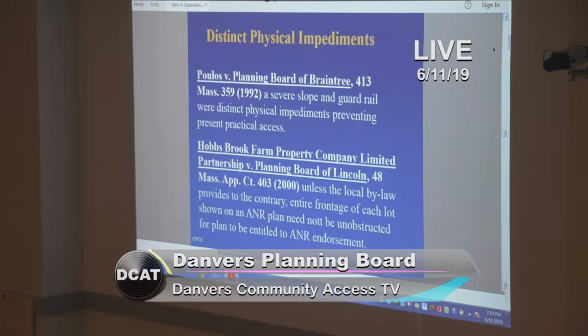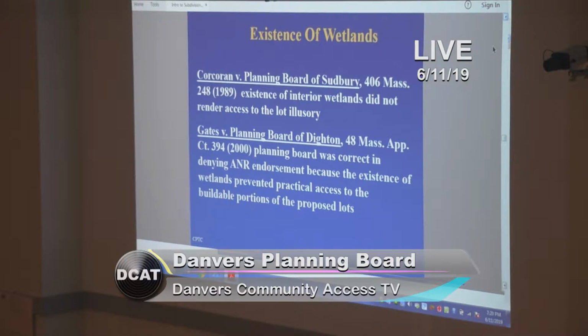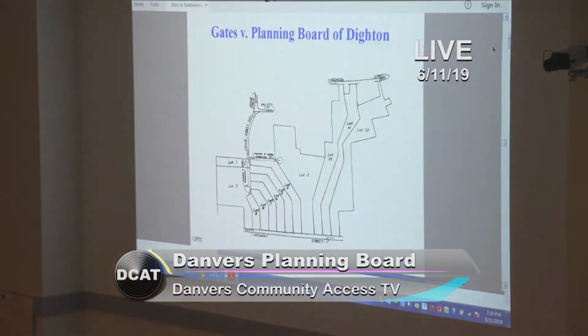So this is where we get into what's usually termed the illusory frontage standard. If you have a guardrail, you have a steep slope, or wetlands that literally prevent use of the frontage to access the buildable portion of the lot, in those circumstances, the court has upheld denial of A&R endorsement. You know, your frontage is a limited access highway or something. But the mere fact that there's a lot of interior wetlands doesn't justify denial of endorsement. You're not supposed to really get into a determination of would this be a buildable lot or wouldn't it be a buildable lot. It's really just looking at the frontage and determining whether or not it's real. That's another case that was upheld.